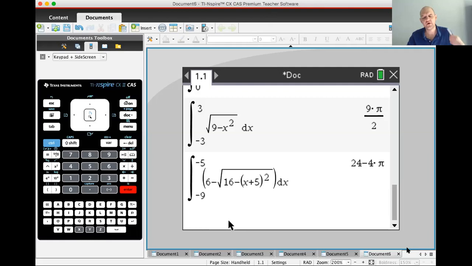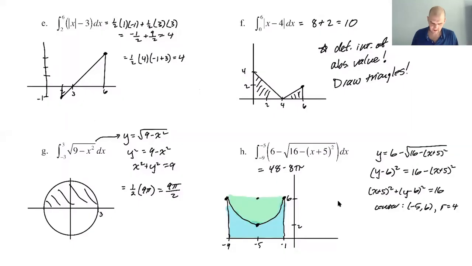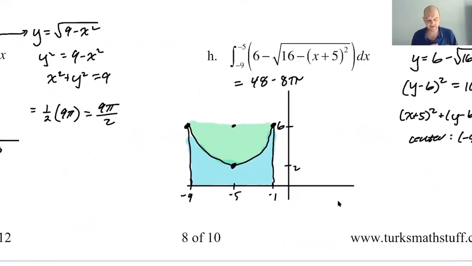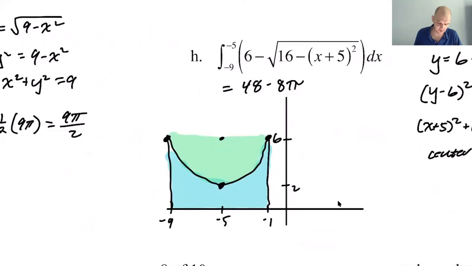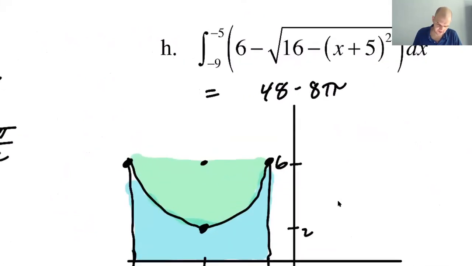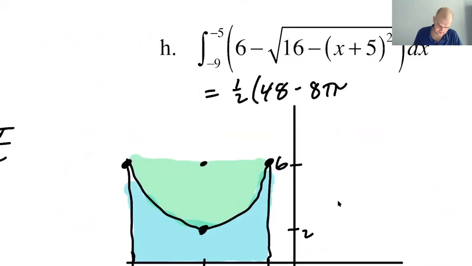I can't imagine how frustrating that is when you're watching the video and you're watching me just do it wrong. I got twice the answer. Why did I get twice the answer? I'm going to make it look like I'm a smart person. I just needed half of this. So I did the full thing. So really 24 − 4π, right?